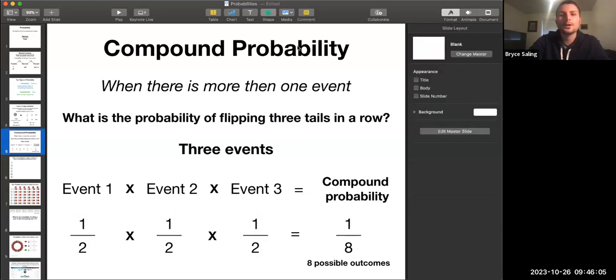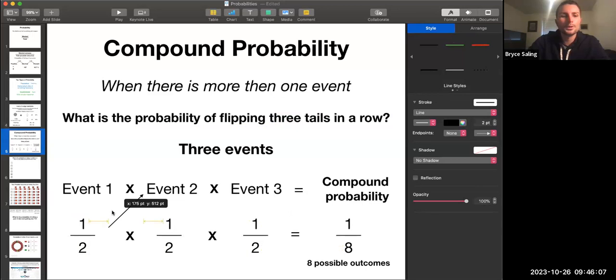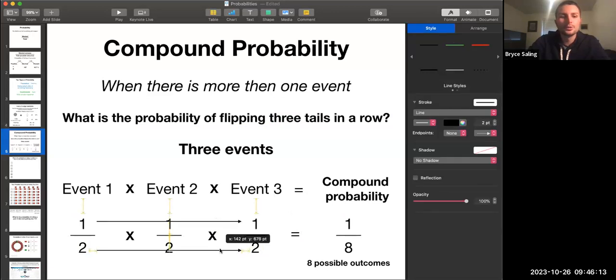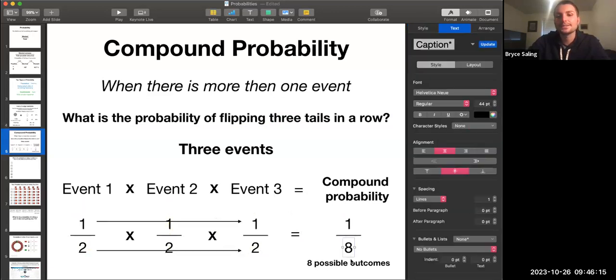And you're just going to go across when multiplying fractions. 1 times 1 times 1 is 1. And then 2 times 2 times 2 is 8. So there's 8 possible outcomes, and our probability of them being all tails is 1 out of 8. So that's what compound probability is. Let's look at another example.